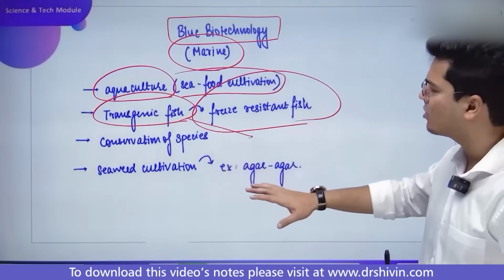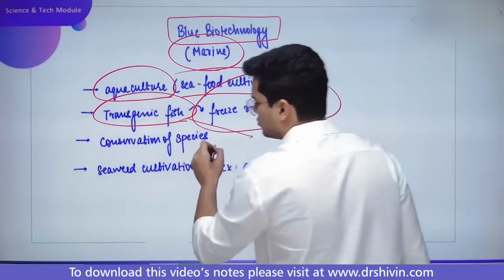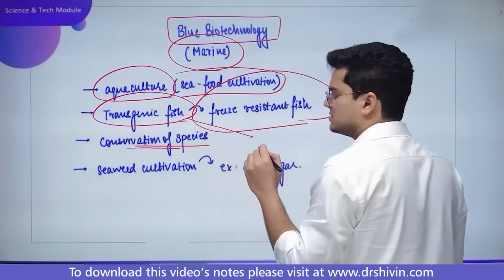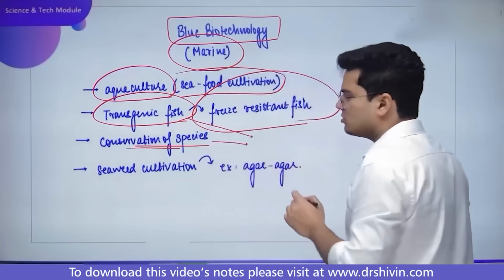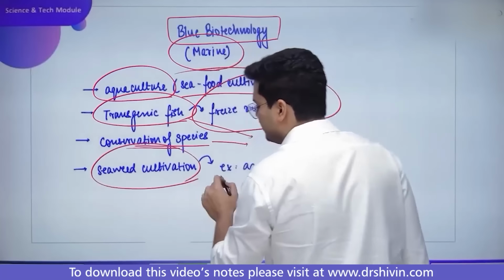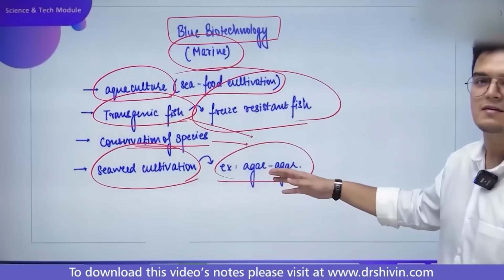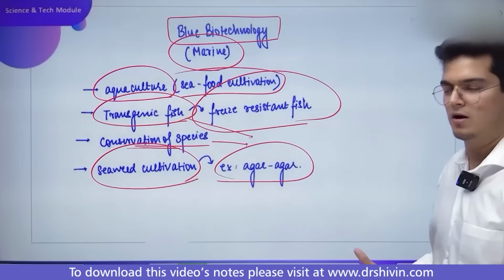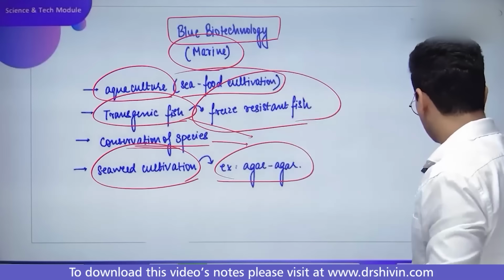कैसे काम करता है important नहीं है, just get the idea. I can use it for conservation of certain species because I will have their genes. तो मैं उनसे conserve करा सकता हूँ, उनको clone करा सकता हूँ. And I can do cultivation of seaweeds like agar. These seaweeds are very good for your body. This is blue marine biotechnology.